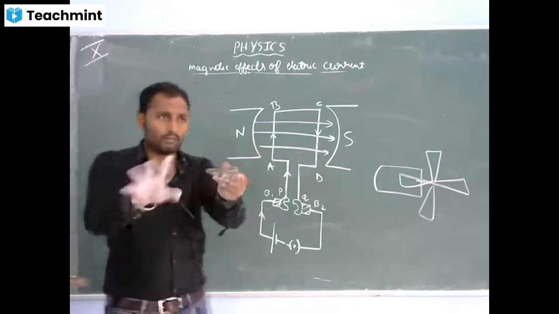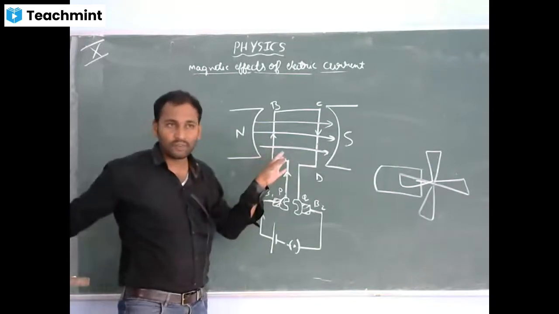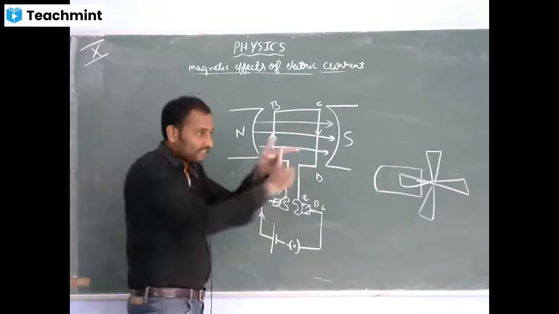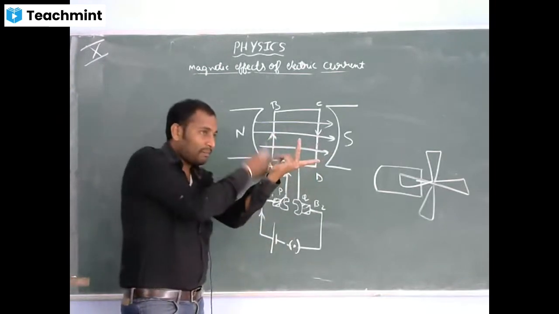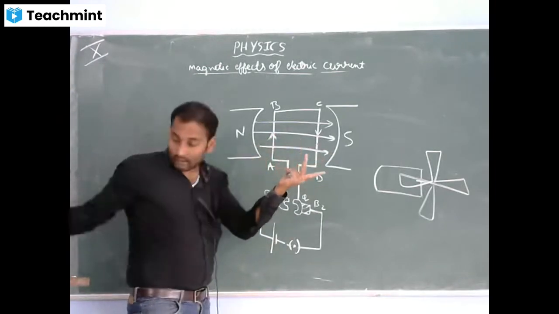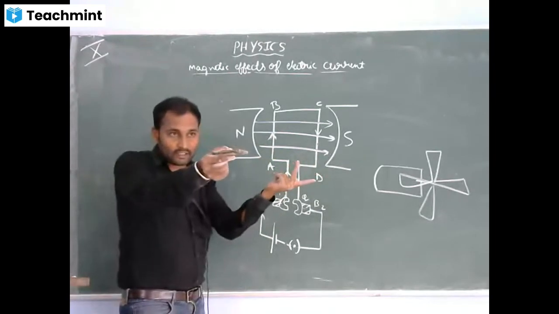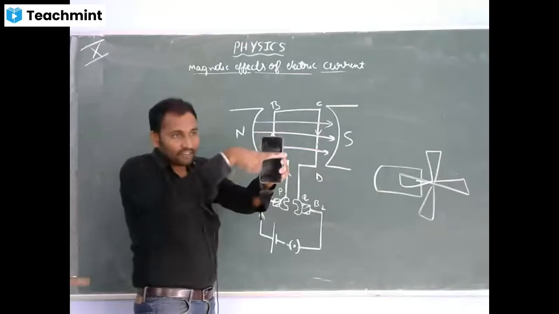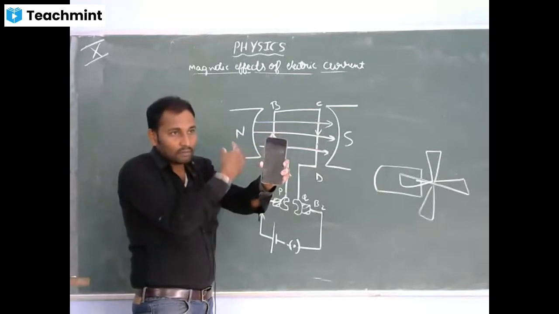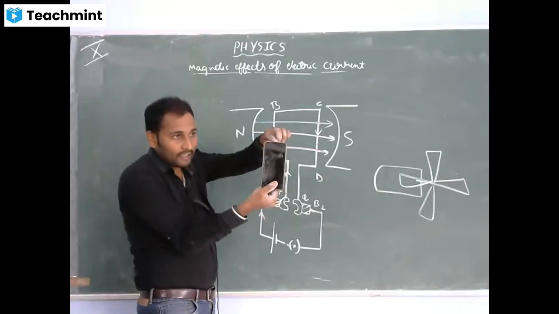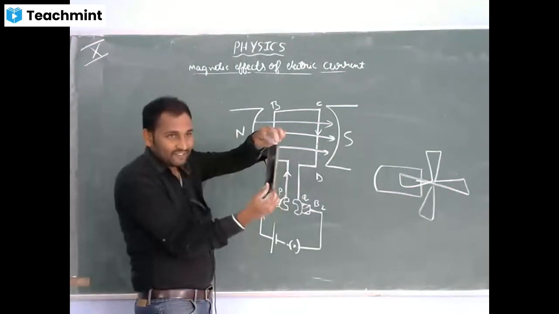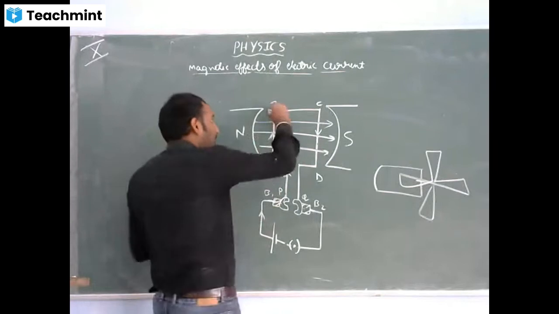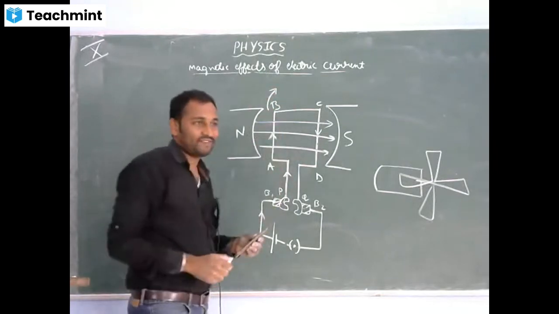Okay, from the diagram only I will show. Current is up, magnetic field is this side. The thumb is towards the board. See, I will show it with this. Current is going up, the magnetic field is this side, and the thumb is towards the board. That means this conductor will rotate like this, so the AB part will move down.